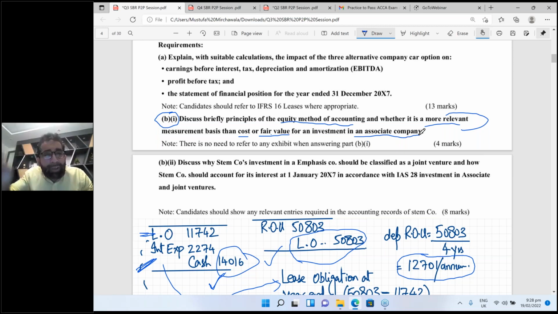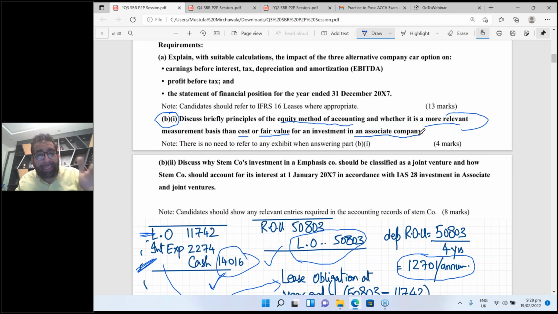Why? Because in equity accounting, as you are the owner of that company, for example, I have bought 30% shares in associate. That means I am the 30% owner of associate. So if the performance of associate is going up or down, like the profits of associate going up or down, it should be reflected in my books. And yes, this reflection is done using equity accounting. So yes, it is better than cost.